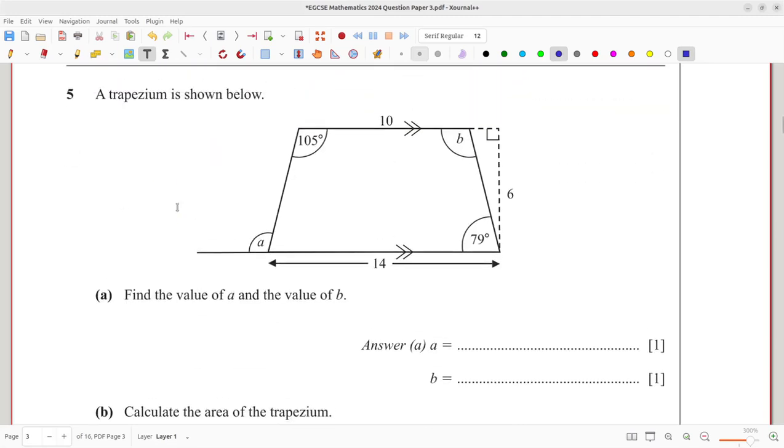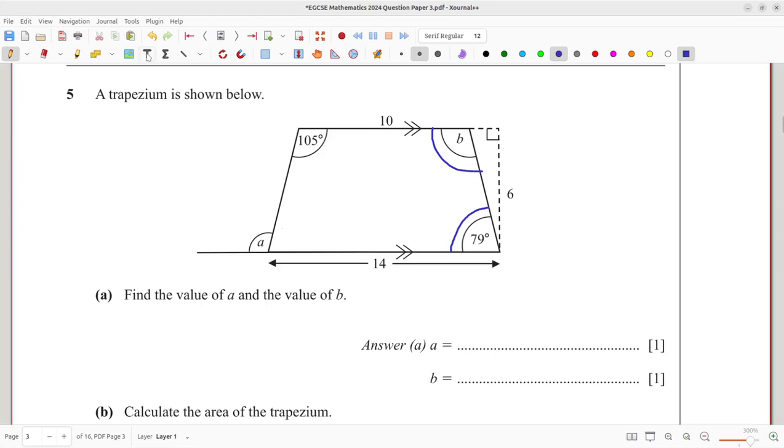A trapezium is shown below. What do we know about the trapezium? Two sides are parallel. Nice one. Now you are required to find the value of A and B. To find B, we can use the property of co-interior angles, which says this angle plus this angle is going to give you 180 degrees.